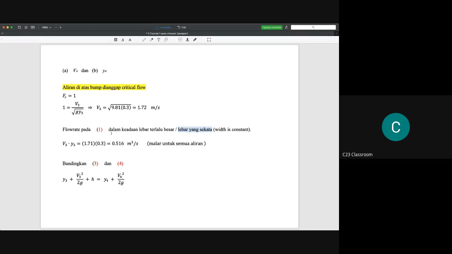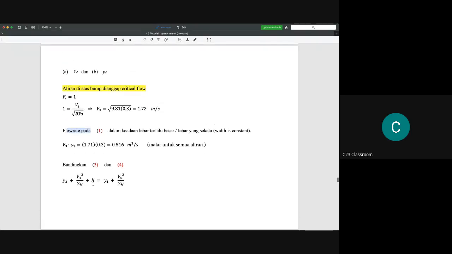So we could calculate the flow rate here. For the flow rate at point number 3, V3Y3, it is equal to 0.516 meter cube per second. Then we could compare the energy at point number 3 and number 4. Because both are after the hydraulic jump, they have the same amount of energy. However, for point number 3, we need to add a value of H because we have a bump at that point.